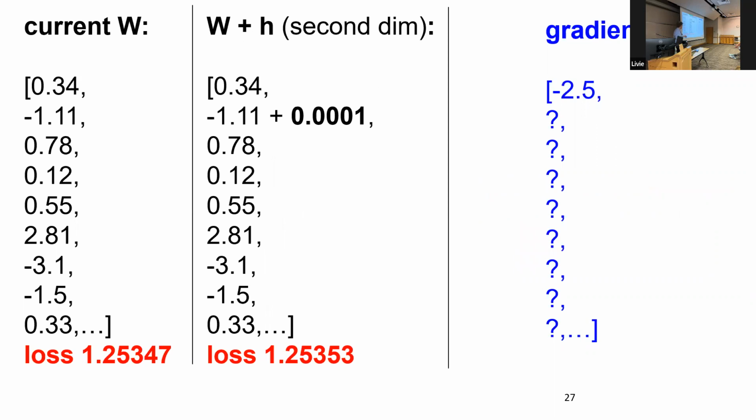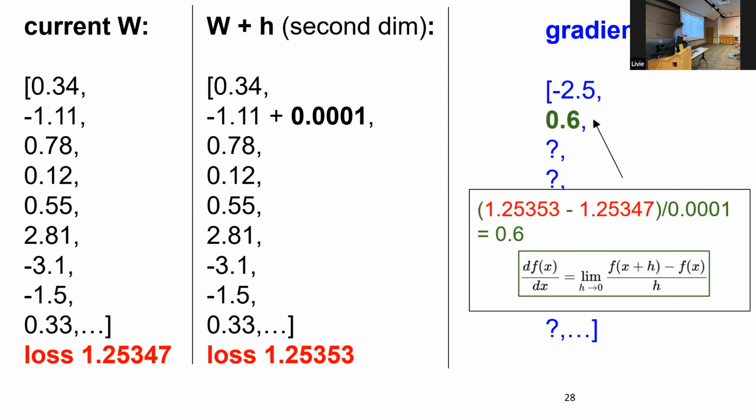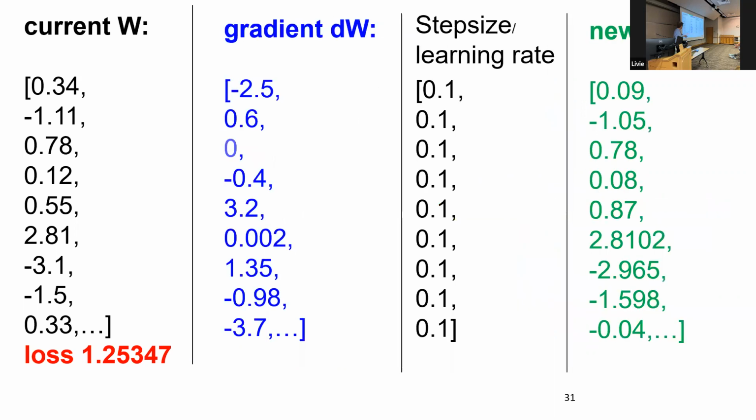Then we do that in the second dimension. And the third, and so on until we get the full gradient vector, which we then multiply each of these numbers by the learning rate and add to our current w to get the new w. So negative 0.25 times 0.1 is negative 0.025, plus 0.34 equals 0.315.